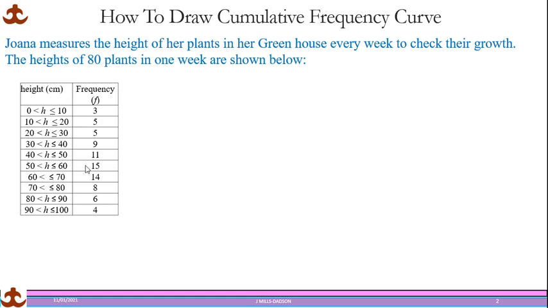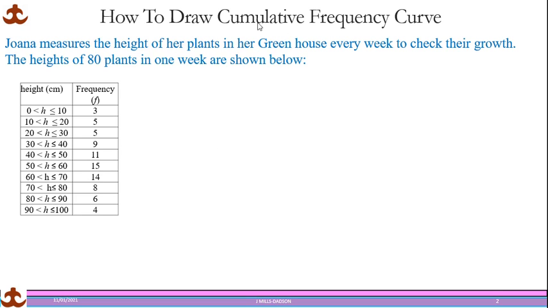So let's try to explain what this frequency stands for. When you pick a number from the frequency, say number 9, what it means is that 9 of the plants measured between 30 to 40. We can't entirely be sure of the exact measurement of each of the 9, but what we know is 9 of the plants measure between 30 and 40. Also, the 14 shows that 14 of her plants measure between 60 and 70.